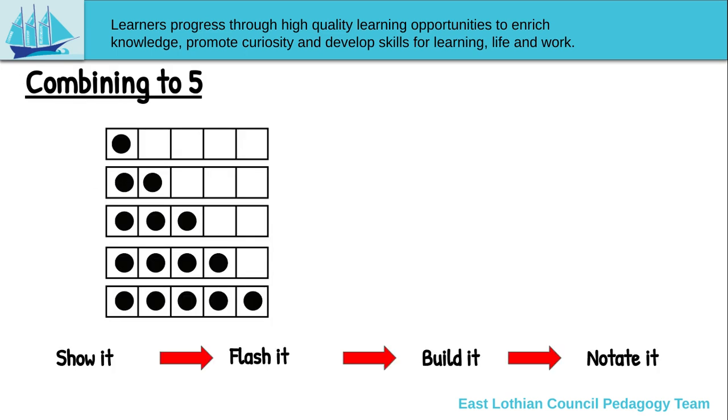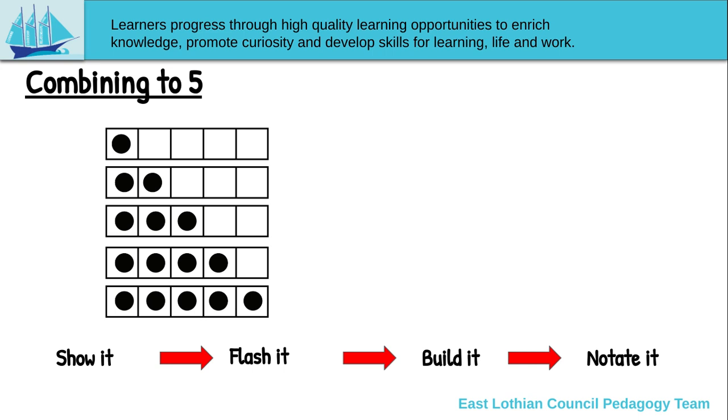We can use 5 frames to teach number structures within 5. A 5 frame is just a series of 5 boxes and the patterns are built with dots from left to right. Here are the 5 frames that show combining numbers to 5. These can be shown to learners and then they are flashed on giant cards or on an interactive whiteboard.